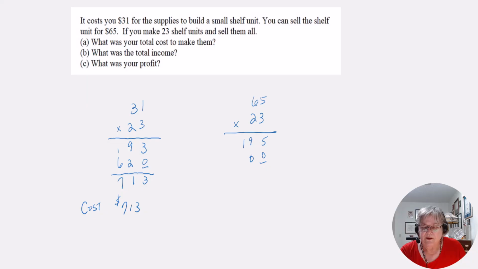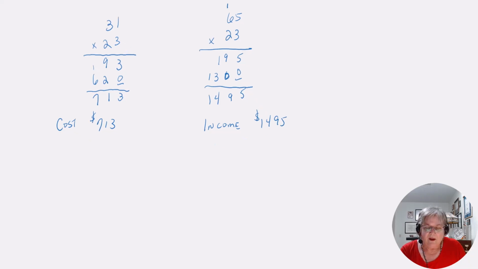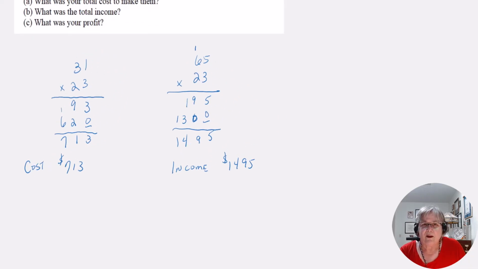Let's do this again. 2 times 5 is 10. Write the 0 down. Carry the 1. 2 times 6 is 12, plus 1 is 13. So 5, 9. 1 plus 3 is 4. 1,495. So your income, the total that you brought in, was $1,495. Now the profit would be how much did you bring in less the costs.